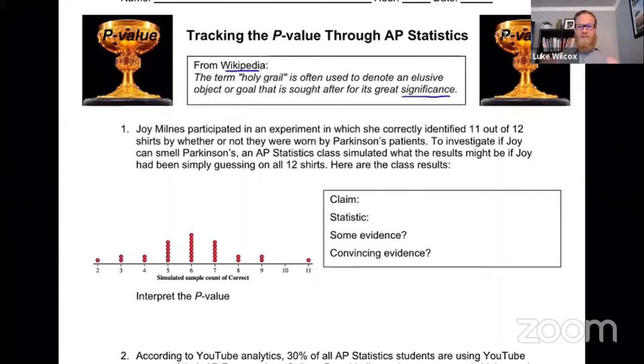So the goal of today is not to have some memorized thing like if the p-value is low, then we're going to reject the null hypothesis. That is not the goal. The goal is to understand what that p-value is telling you. What is the interpretation of that p-value, which ultimately will lead to your conclusion to reject the null or fail to reject the null. But I just want to make sure that we have a proper understanding of the p-value.